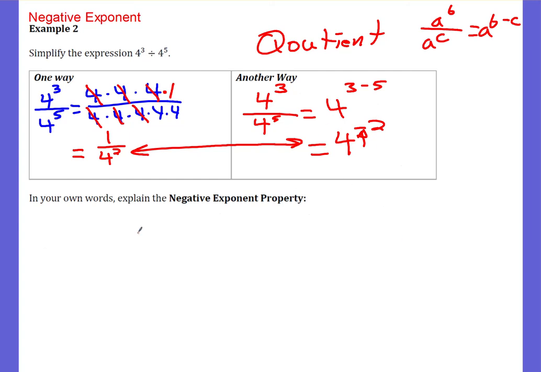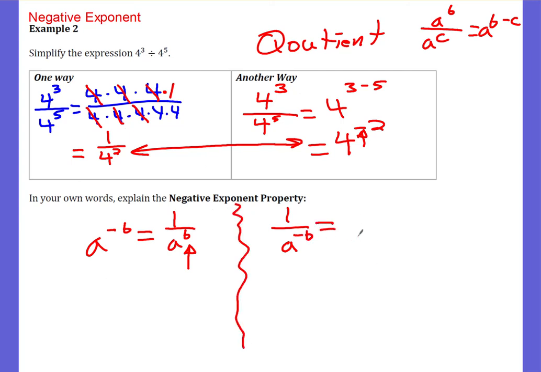So what I can write on this is our negative exponent property. If I have something like a to the negative b, that's equivalent to 1 over a to the b. And it also works if there's a negative exponent in the denominator. So conversely, if I had something like 1 over a to the negative b, I could say that it's exactly equivalent. And I'll put a little divider because these are separate. So if I have 1 over a to the negative b, I can say that's the same thing as a to the b.